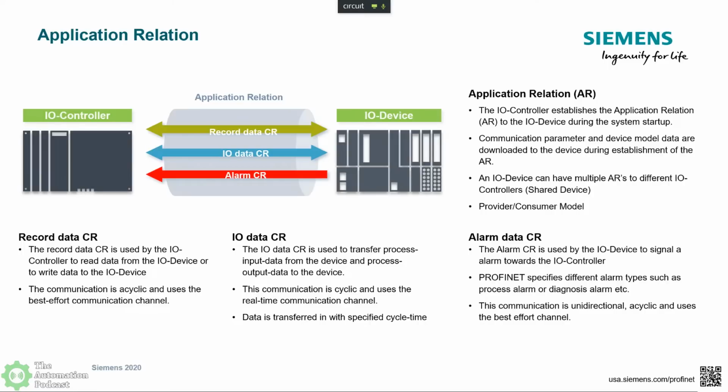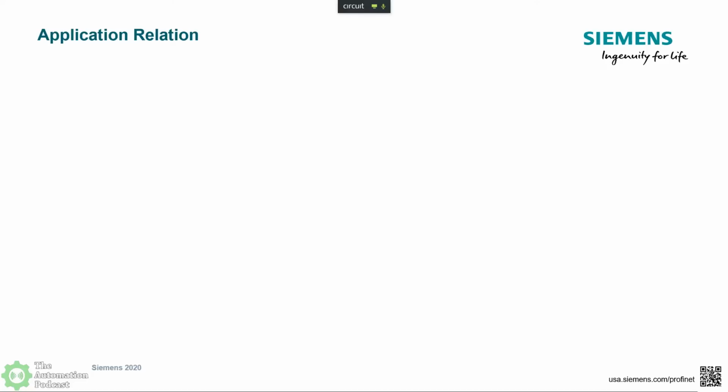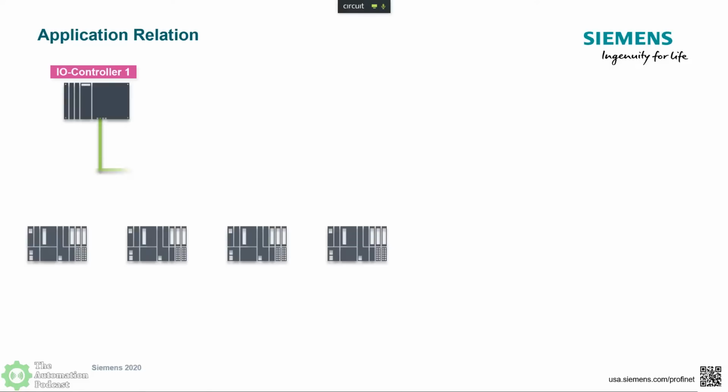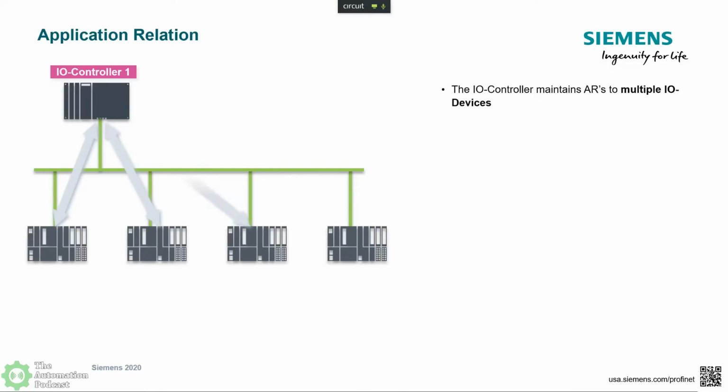So this is the term application relation. Now I have another slide for application relation where the I/O controller, while physically connected to the I/O device, maintains the application relation to multiple I/O devices. Towards one I/O device, it maintains one application relation. There could be some exceptions, like there's a feature called CiR, which is configuration in run. Here the I/O controller temporarily has a second application relation.